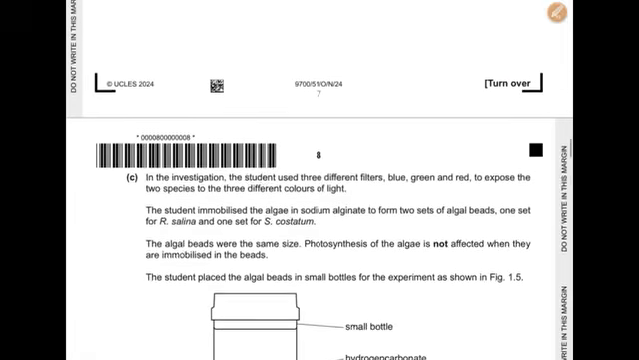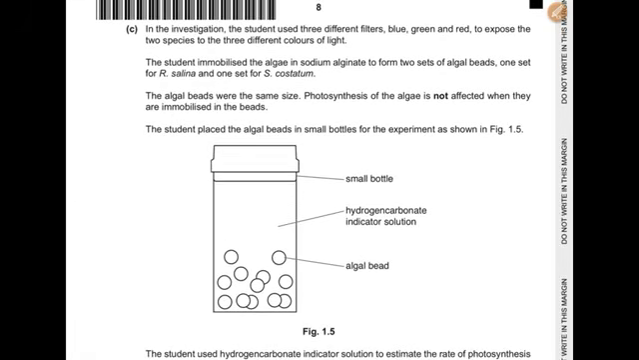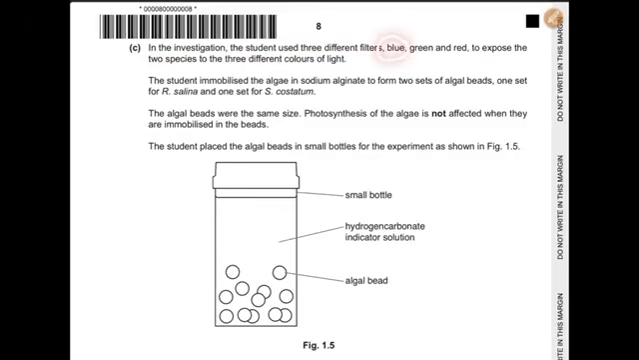Okay, moving on. In the investigation, the student used three different filters, blue, green, and red, to expose the two species to different colors of light. A blue light filter would only allow blue light to pass through while preventing the other colors from passing through. This is the same for the green and red filters as well. So the student uses three different filters to expose the two species to three different colors of light, blue, green, and red. The student immobilized the algae in sodium alginate to form two sets of algal beads.